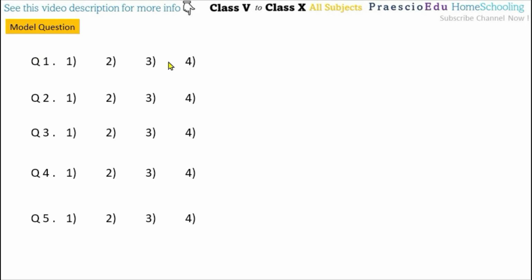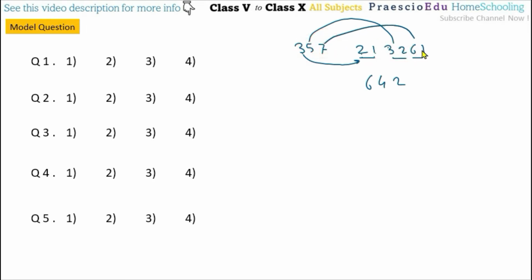Question number 1: In a code, the number 357 is written as 213261. Then how will you write the number 642? Now, if you make the grouping of two digits here, the 3 is split into 2 plus 1, so 2 and 1 are taken. Then 5 can be split into 3 and 2, so 3 plus 2 we are getting 5. Same here, 6 can be split into 6 and 1 by addition, so 61 is there.